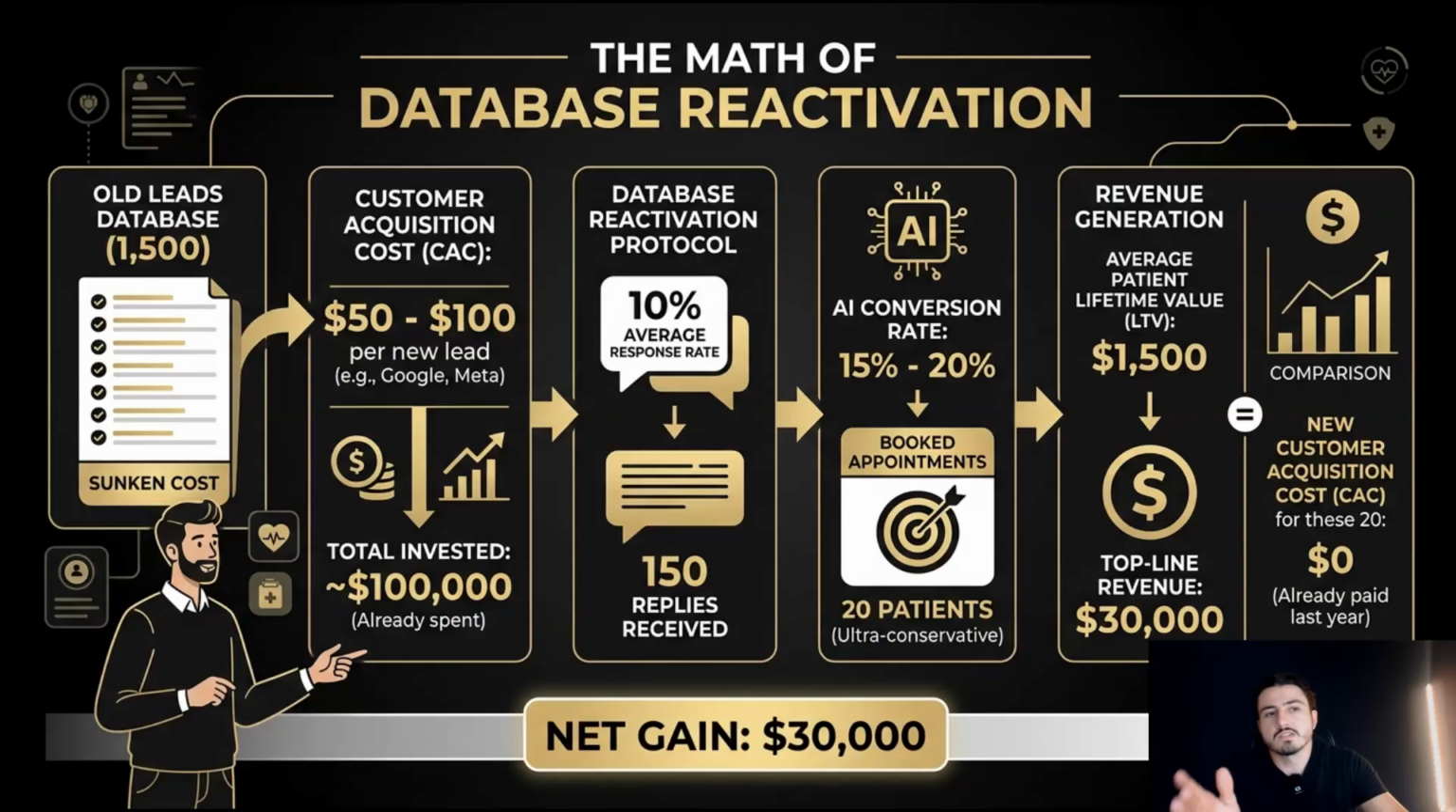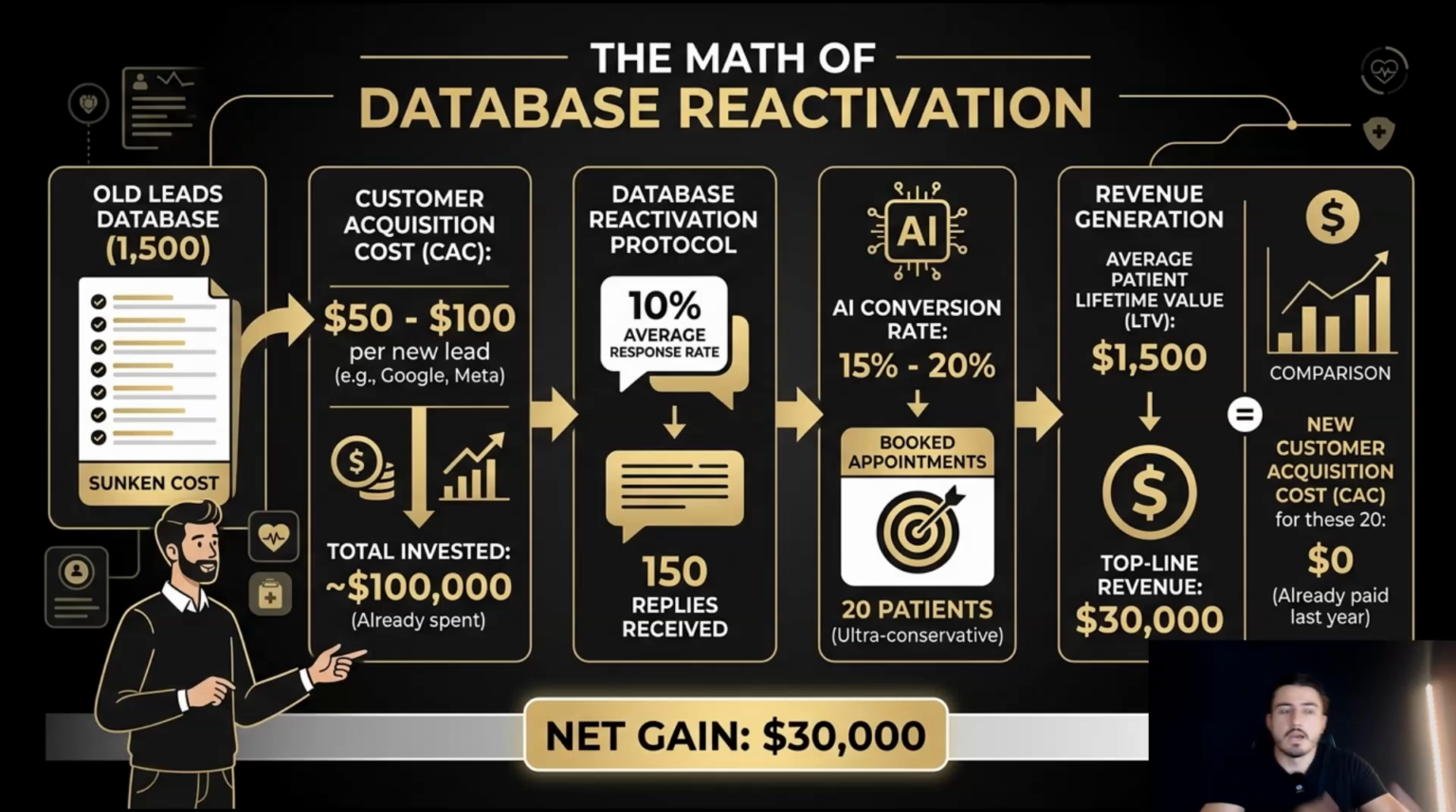So let's actually look at the math because numbers don't lie. Let's say you have a conservative list of 1,500 old leads in your database. Most chiropractors, I would say, are spending anywhere between $50 to $100 to acquire a new Google or Facebook lead. So that means you've already spent roughly 6 figures, 100 grand, to acquire a list of, let's say, 1,500 people, and it's a sunk cost.